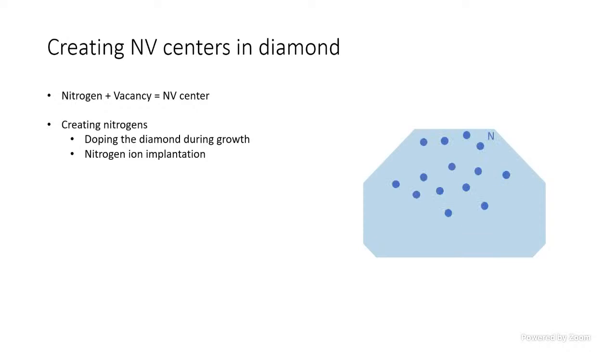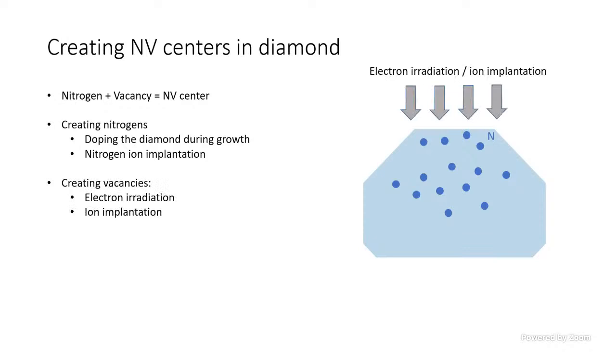After that, we can create vacancies via electron irradiation or ion implantation. And after that, you just need them to move around and form NV centers. So in this case, we typically anneal them at a temperature larger than 800 C. With that, the vacancies start to be mobile. And with a certain small probability, the vacancy can bond with the intrinsic nitrogen and form an NV center.